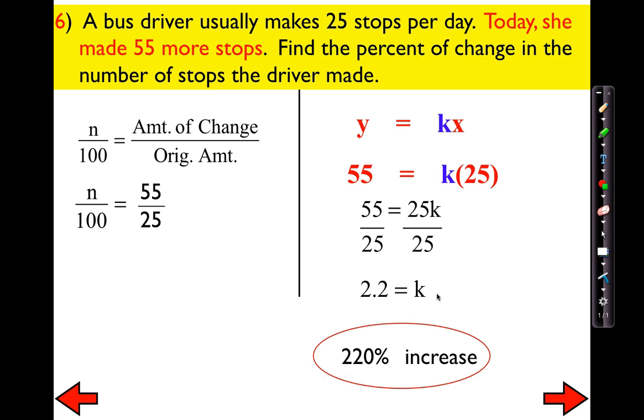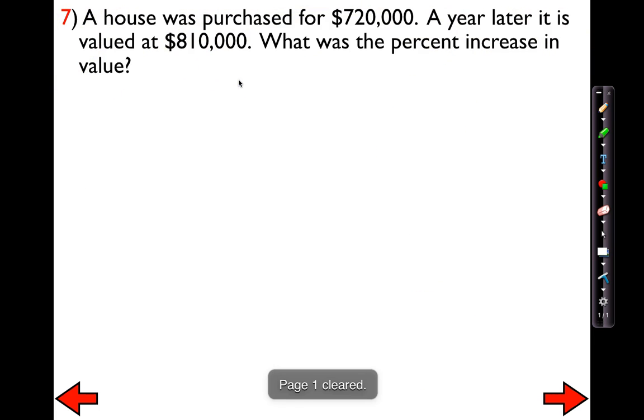Now again, if instead it was worded like this, a bus driver usually makes 25 stops per day. Today she made 55 more stops. Immediately, I want you to recognize that they gave you the amount of change, so you didn't have to figure it out yourself. So again, read everything carefully, because you might not recognize this as the amount of change, and you might subtract them and get a different amount of change. So be very careful.